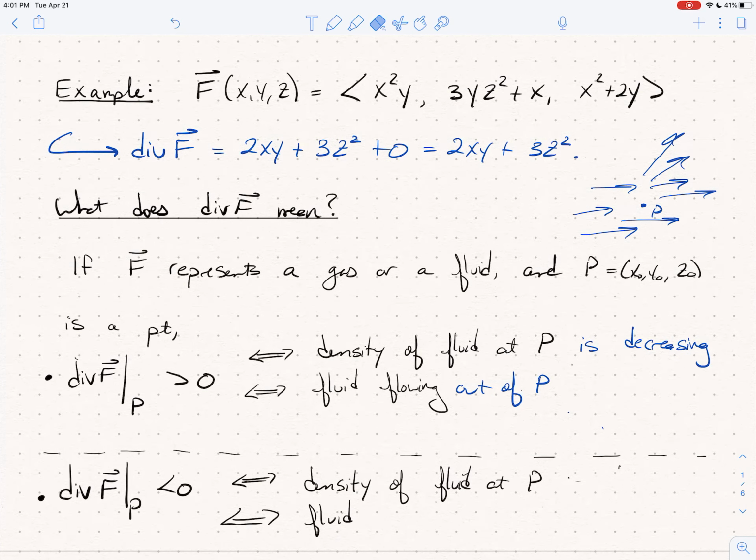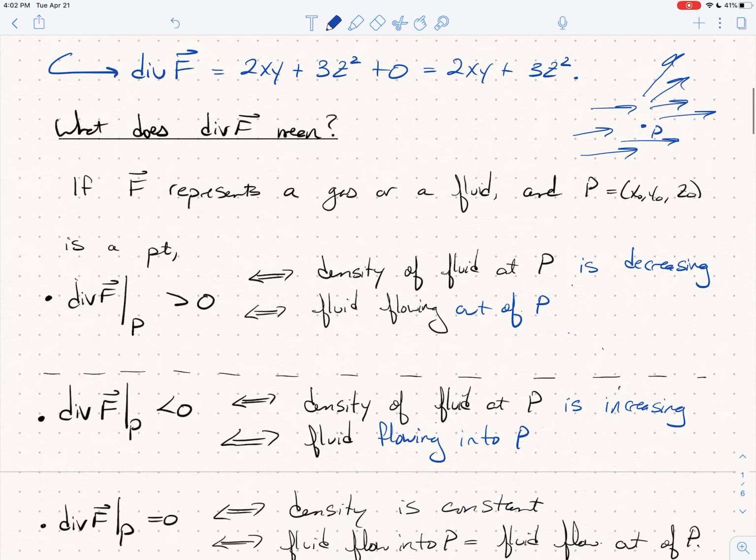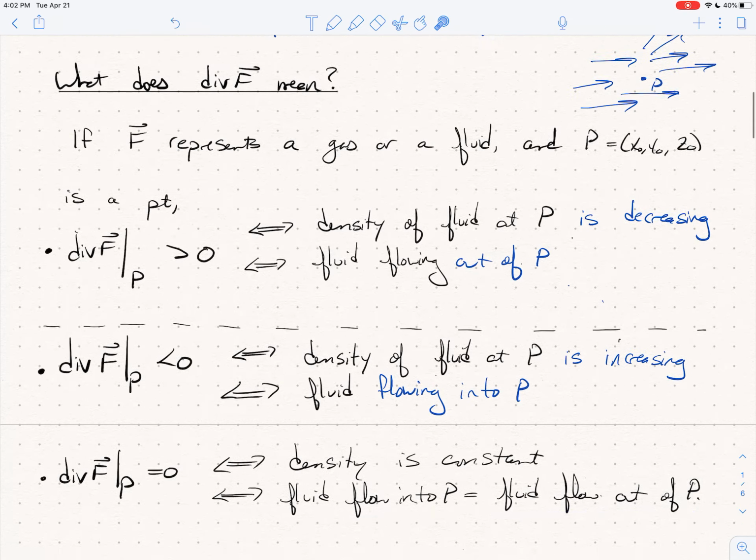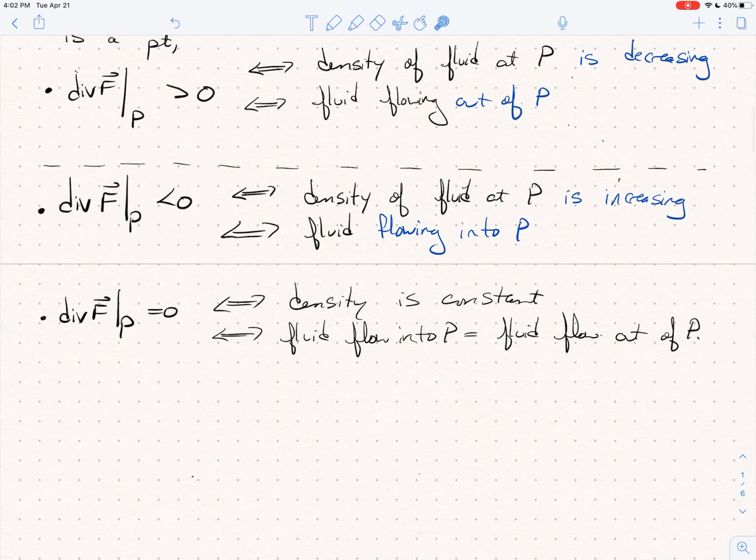When the divergence is negative, the density of the fluid at P is actually increasing. It's not diverging, it's getting more and more dense at the point P. And so here the fluid is flowing into our point P. It's stacking up, and the density at that point is getting more and more and more. When the divergence is 0, the density is constant, and that doesn't mean there's nothing happening. It just means that the amount of fluid flowing into P is the same as the amount of fluid flowing out of P. So I thought I would draw a picture for you.